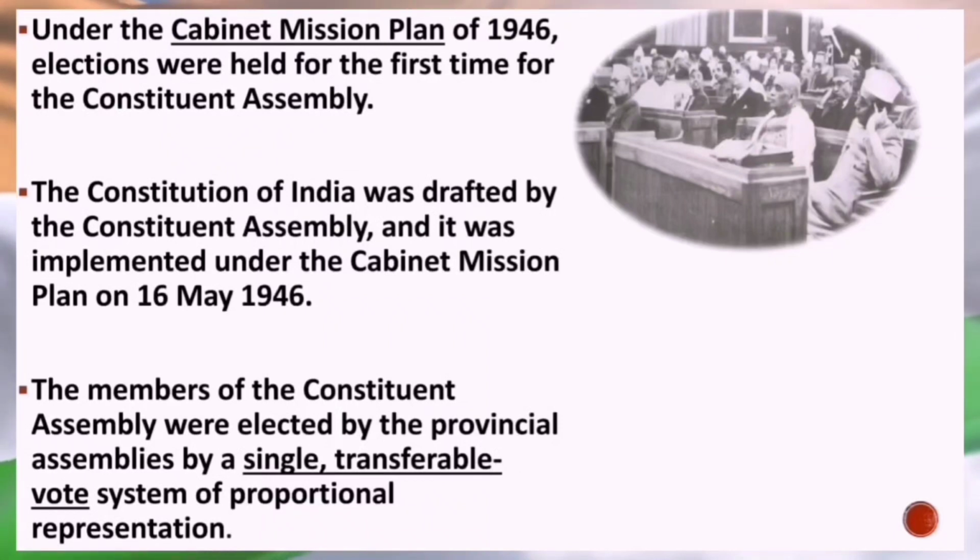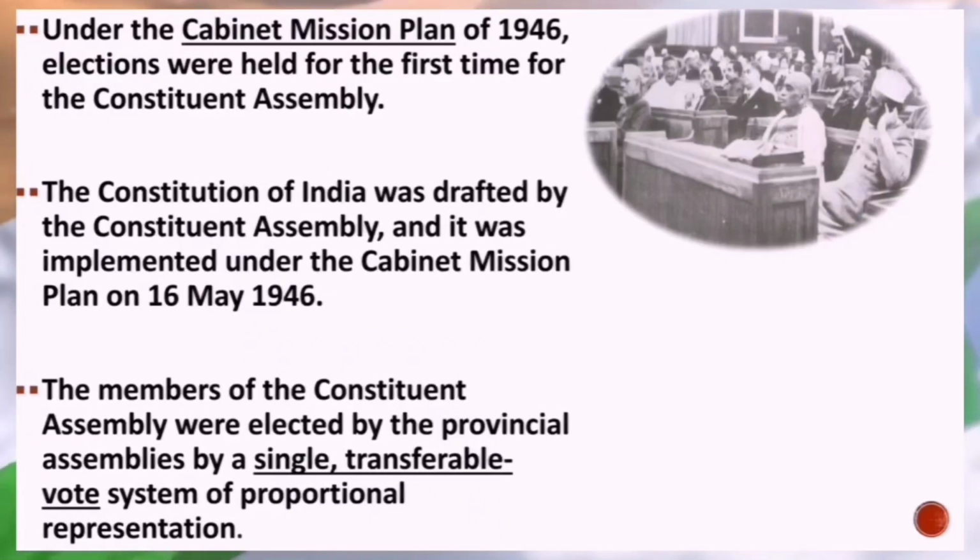Under the Cabinet Mission Plan of 1946, elections were held for the first time for the Constituent Assembly. The Constitution of India was drafted by the Constituent Assembly, and it was implemented under the Cabinet Mission Plan of 16 May 1946. The members of the Constituent Assembly were elected by the Provincial Assemblies by a single transferable vote system of proportional representation.